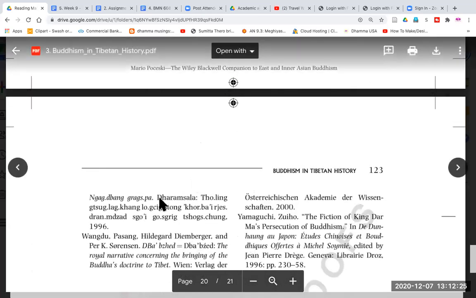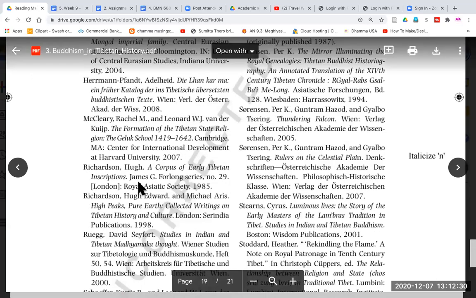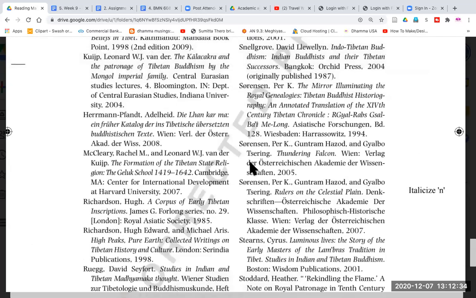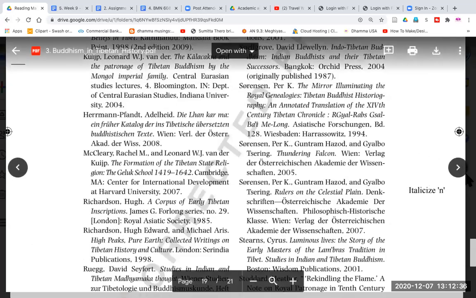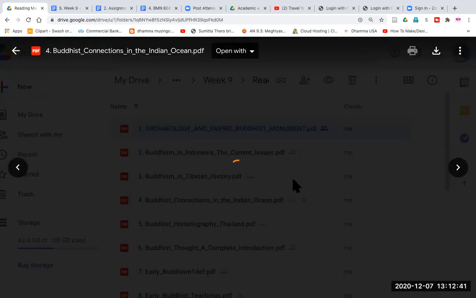If you read, you will get the articles and books written on the subject. So it will be useful for your research. If you are a research student, this will also be very useful.